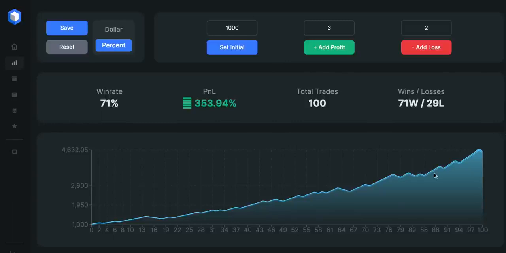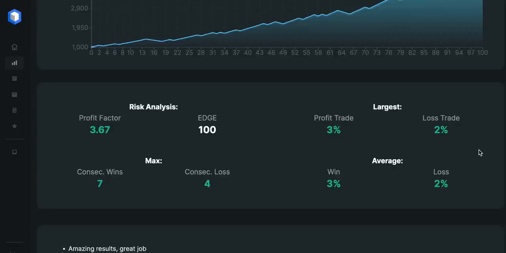As you can see, the equity curve is fairly consistent, and just take a look at these winning streaks, they happen over and over again. The profit factor for this strategy is 3.67 and we had 7 wins in a row against 4 losses in a row. So yeah, the strategy is absolutely amazing and I'm really happy to share it with you.